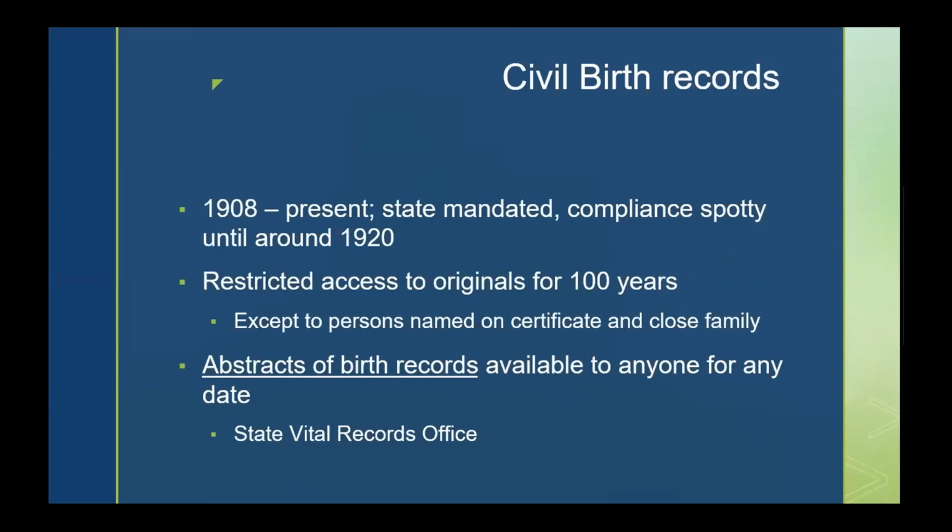Now, Tennessee has some laws that are protecting people's privacy. And so they have restricted access to original birth records for 100 years. So unless it's your own birth record or a close family member, you're not going to be able to look at the original per se. Now, you can send in to the State Vital Records Office for an abstract of a birth record for a small fee. So the abstract may be good enough for you. So you'd want to look at their website to see if that would help you.